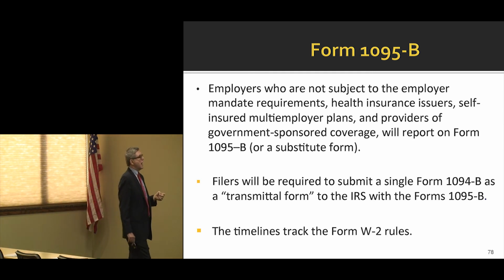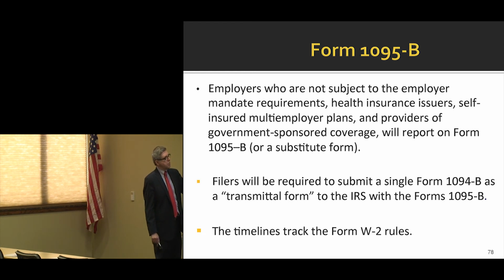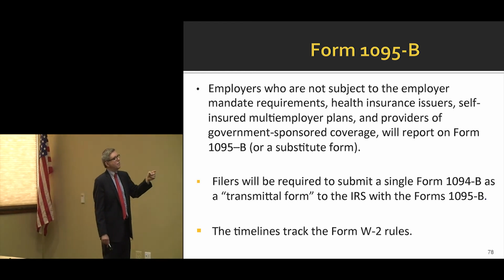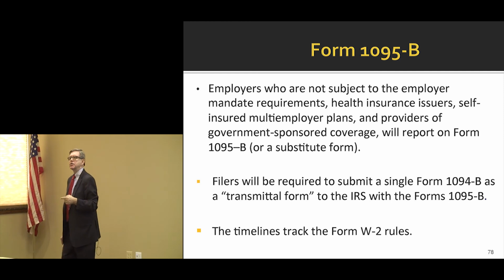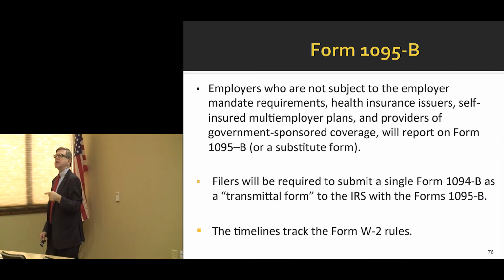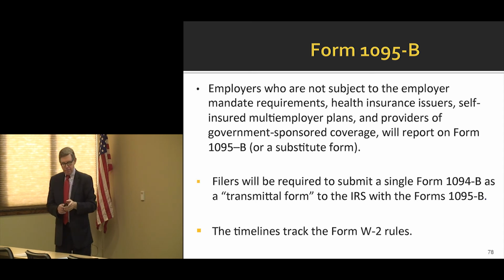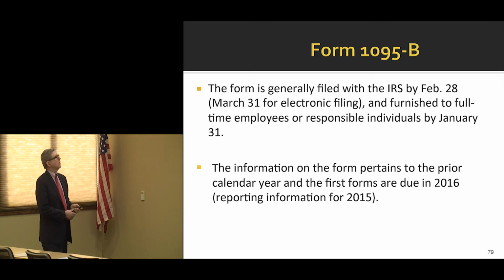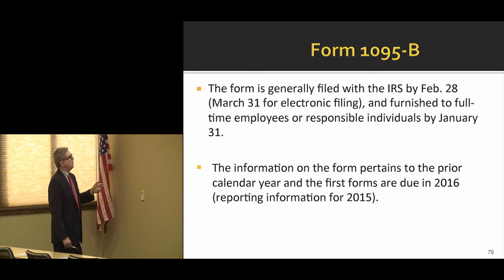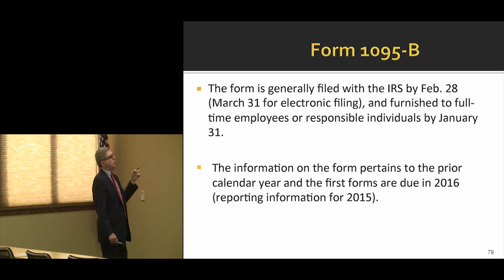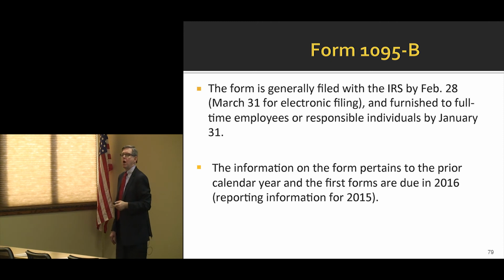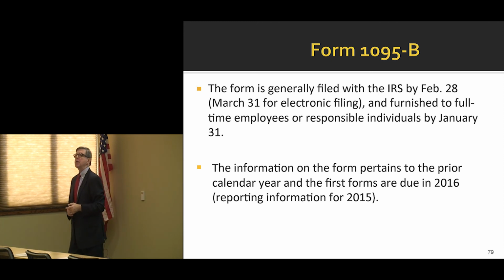Now, along with the 1095B, there's a single transmittal form called a 1094B. That's filed with the IRS by the end of February of 2016. So the form is generally filed with the IRS by February 28th, or March 31st if filing electronically. And again, it pertains to the previous calendar year, what coverage you offered and who took it in 2015.